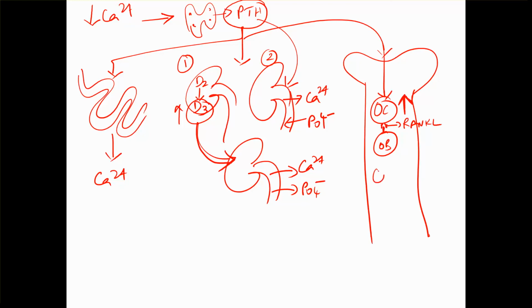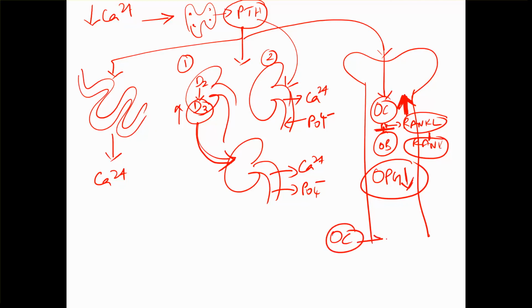also decreases OPG level, because OPG is the one which blocks this RANK and RANKL. If this is increased, then RANKL and RANK will combine, they join and they produce more osteoclastic activity. So what do you mean by osteoclastic activity? Osteoclastic activity is the activity by the osteoclast cells. They just destroy the bone and they take calcium from the bone. So they increase the calcium in the circulation.